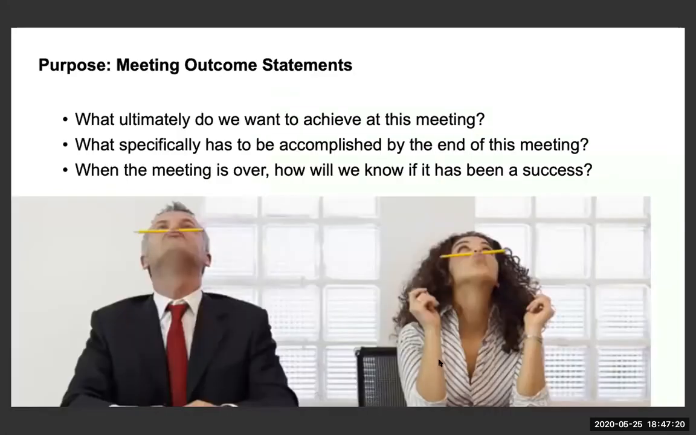And the first one is a good way to make sure that we have clear purpose is to have good meeting outcome statements. And sometimes these are quite good to write down on our agendas. What is it that we want to achieve? What has to be accomplished? And when it's over, how will we know it's been a success? So this is a good, nice checklist for us as chairs or as facilitators to make sure that we're able to keep people on track and that we achieve what we set out to achieve.